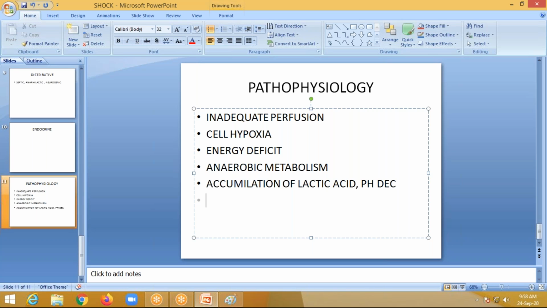So what condition is this called? Can anyone say what the condition is if pH is decreasing due to this lactic acid? Do you know these topics? Metabolic acidosis. In physiology, everyone says acidosis. Yeah, acidosis is correct, but metabolic acidosis is the correct one.